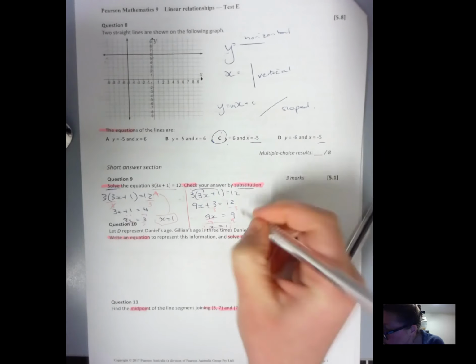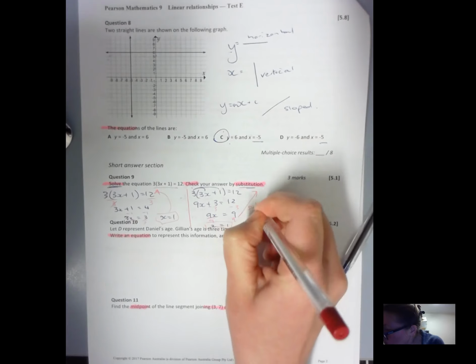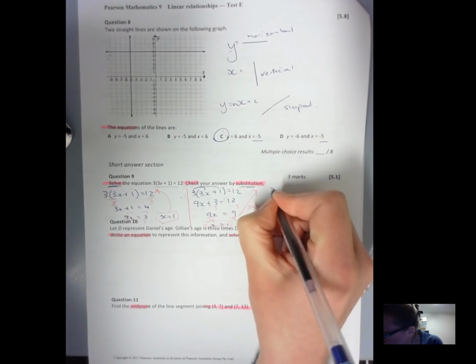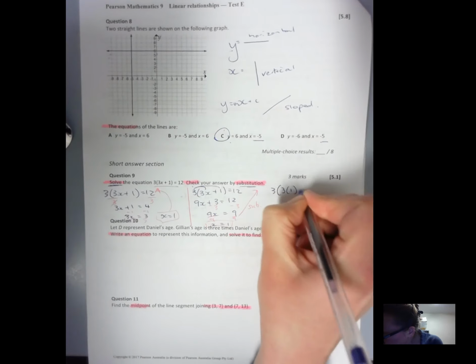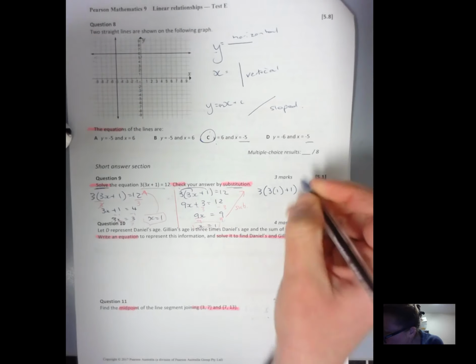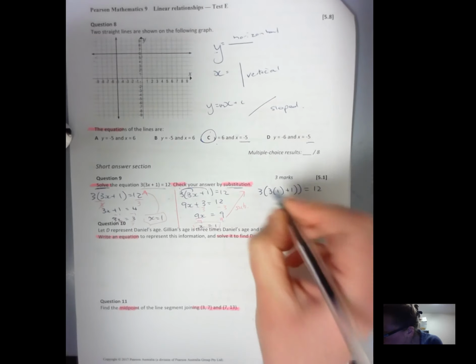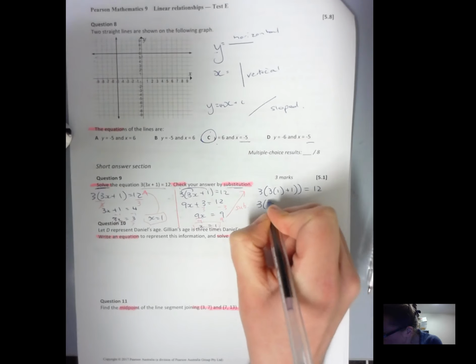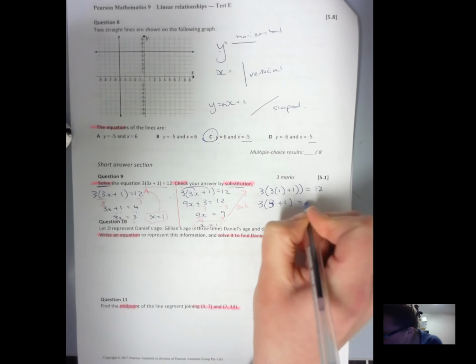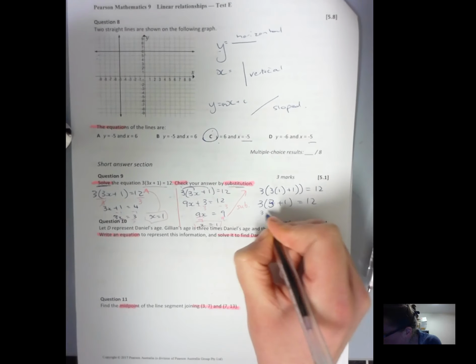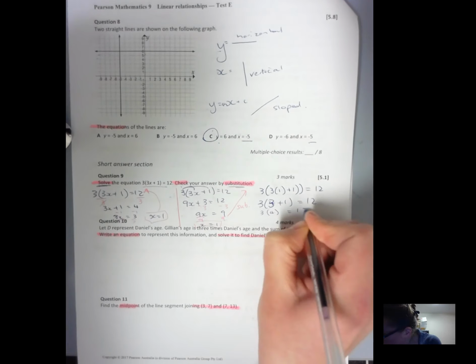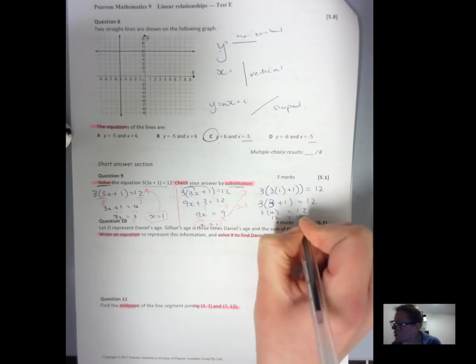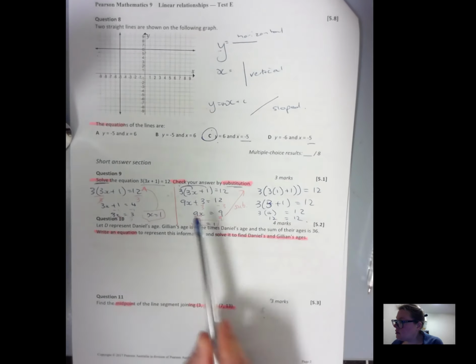So 3 bracket 3 times 1 plus 1 equals 12. Solve what's inside. So we have 3 plus 1 equals 12. 3 times 4 equals 12. 12 equals 12. For full answers, you needed to have that check step as well.